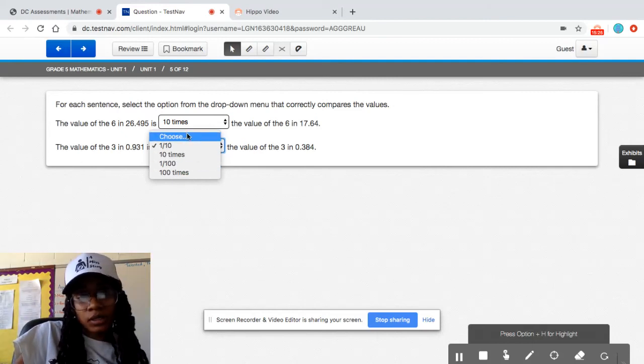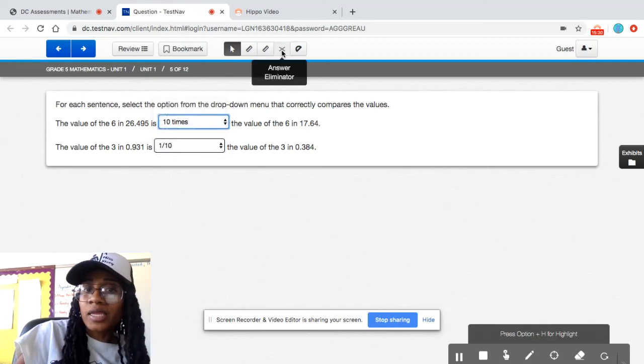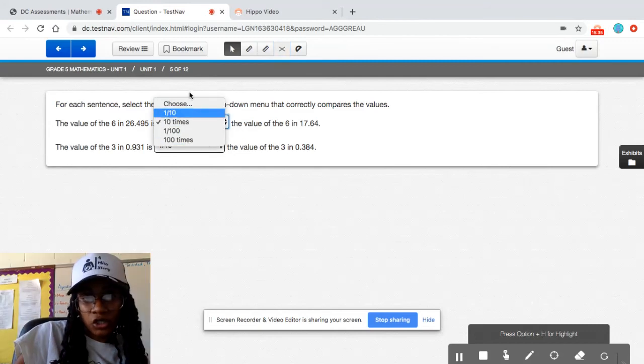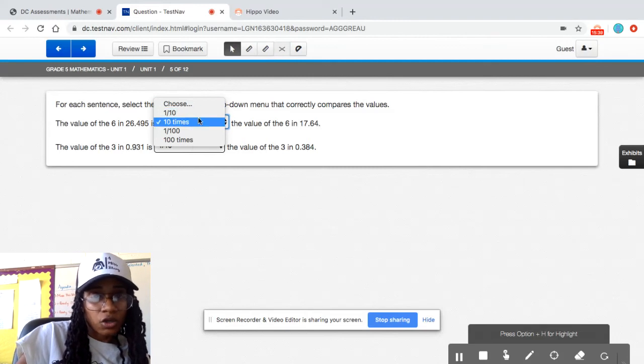Like all problems, scholars should show their work. Scholars should still try to eliminate any responses that don't make sense. So as you can see, the answer eliminator is turned off. So maybe on your piece of paper, you could eliminate the ones that you know for sure don't make sense.